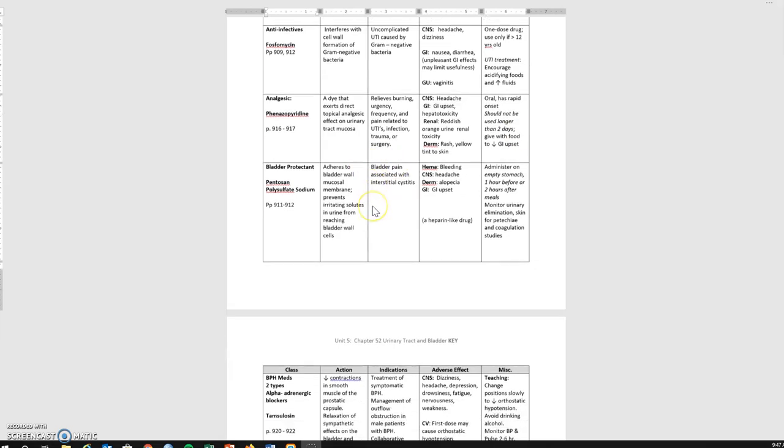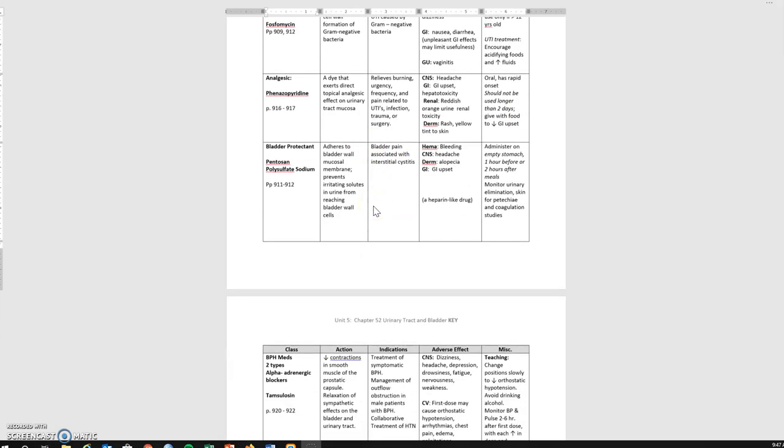Okay, a bladder protectant is Elmiron, and Elmiron adheres to the bladder wall to prevent irritating solutes in the urine from reaching the bladder wall cells. It is used for the bladder pain associated with interstitial cystitis. And because it is a heparin-like drug that protects that inner lining of the bladder, it can increase the risk of bleeding when the patient is given this drug. So the patient must be monitored for petechiae or bruising and changes in their coagulation studies.